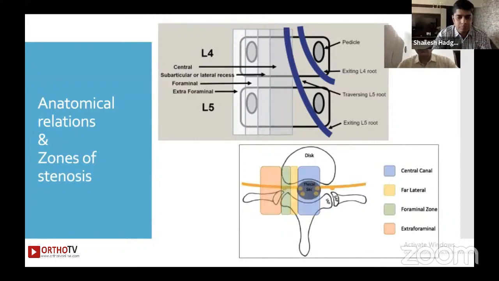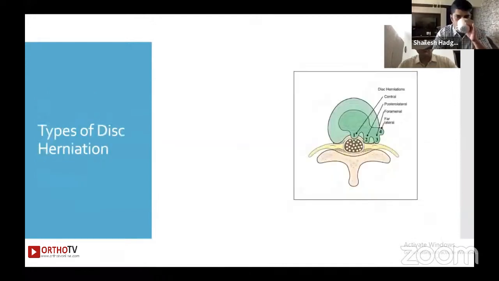If we take a look at the various areas where stenosis is quite commonly seen, the central area of the thecal sac comprises central canal stenosis. Anything that is lateral to that becomes the far lateral or the lateral canal stenosis. The area between the two pedicles encompassing the foramen becomes the foraminal stenosis, and further lateral beyond the foramen is the extraforaminal stenosis.